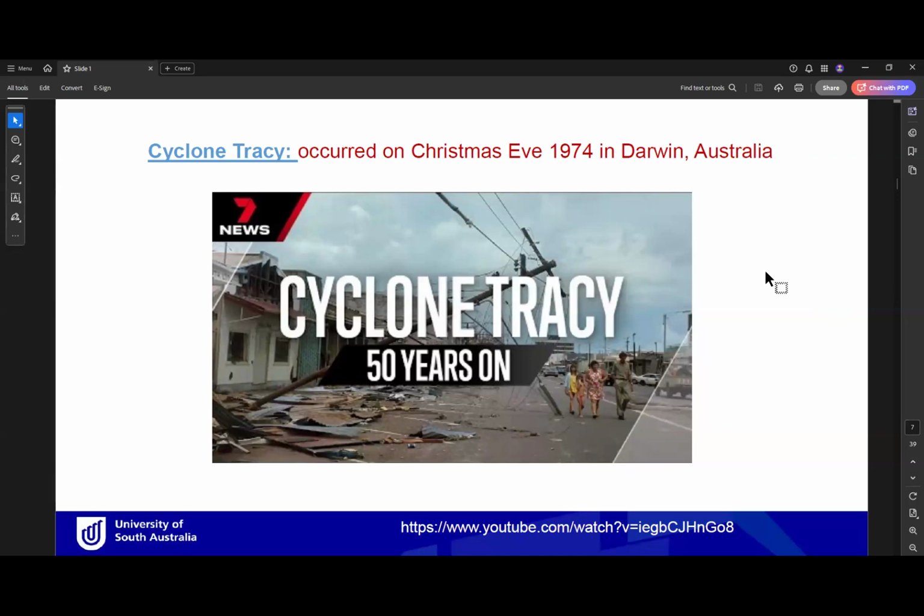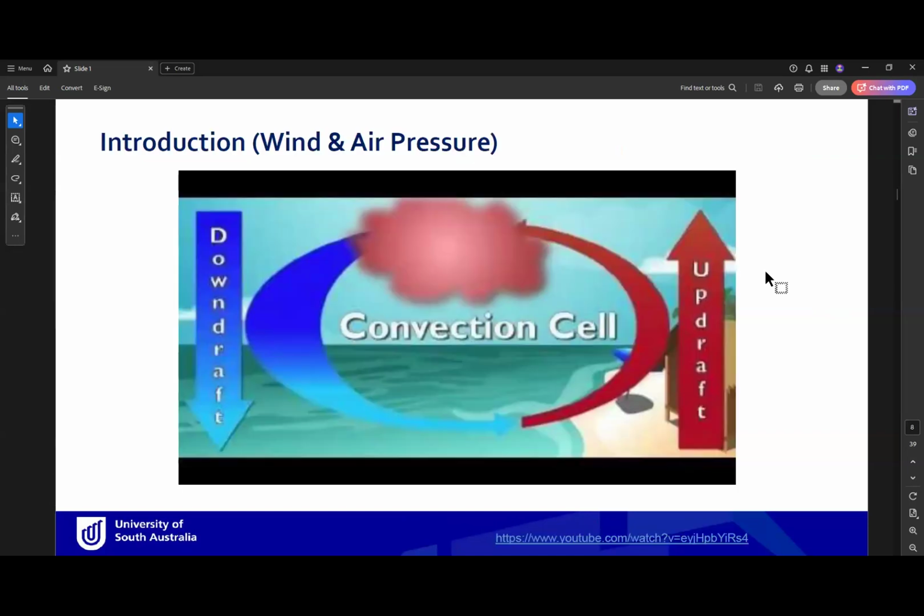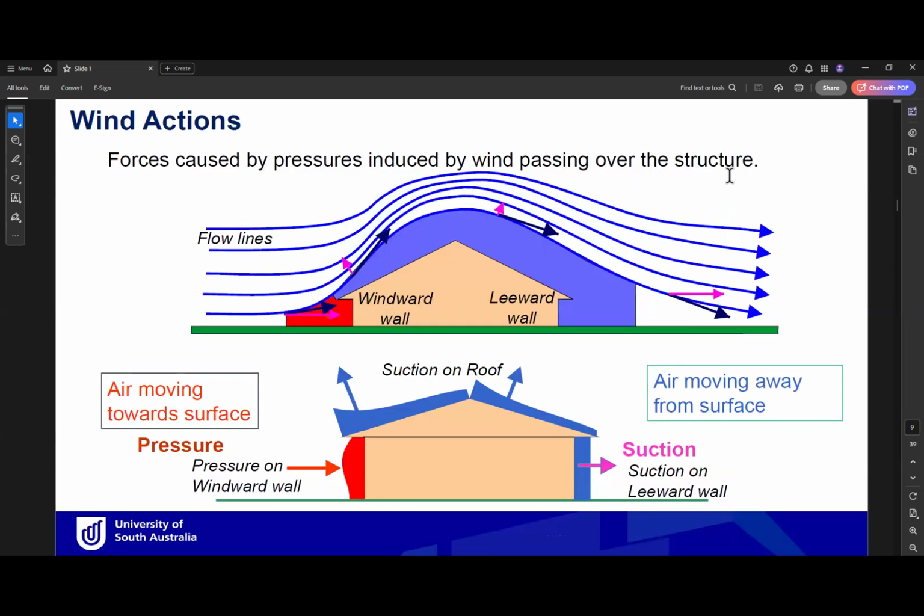Okay, so this was an introduction about wind and cyclone, and this is also another video showing you how the wind and air pressure are related and how the wind is produced. You can watch this video as well. And now let's start our lecture about wind action and how it affects the building and how to consider it in design. So wind actions are forces caused by pressures induced by wind passing over the structure.